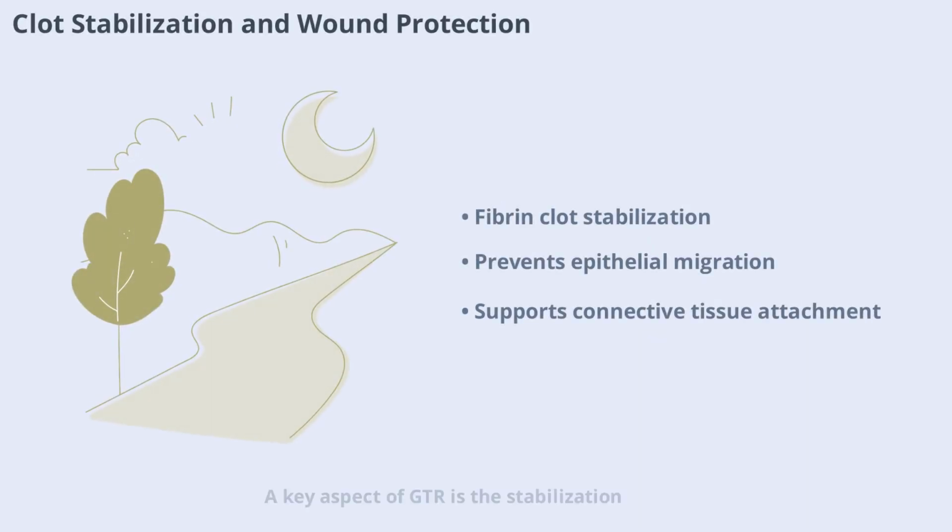A key aspect of GTR is the stabilization of the fibrin clot at the root surface. This clot acts as a barrier, preventing the apical migration of the gingival epithelium and allowing connective tissue attachment during early wound healing. Proper clot stabilization is essential for successful regeneration and long-term periodontal health.